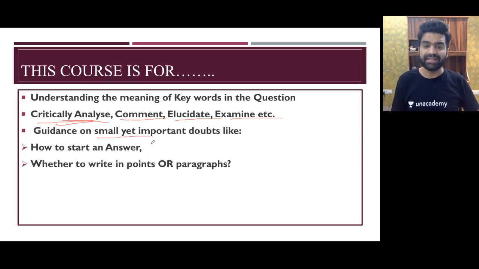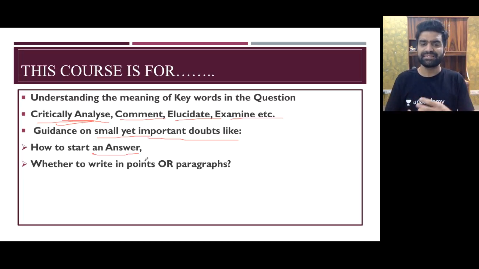Guidance on small yet important doubts, like how to start an answer. The moment we pick up the pen, we start struggling with how to start an answer, what to write, what not to write. And sometimes our answers are as childish as a first class student writing an essay on cow or my India or something like that.